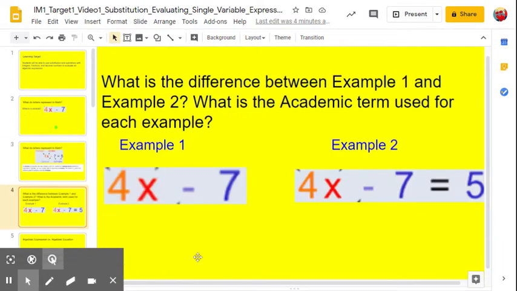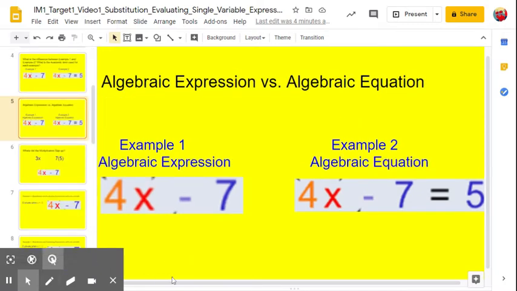So what's the difference between example 1 and example 2 here? Example 1 is 4x minus 7. Example 2 is 4x minus 7 equals 5. And then what is the academic term used for each of those examples? Do you recall that? Example 1 is an algebraic expression, 4x minus 7. Example 2 is an algebraic equation, 4x minus 7 equals 5. I hope you can see that the subtle difference is the expression does not have an equal sign. The equation does have an equal sign.